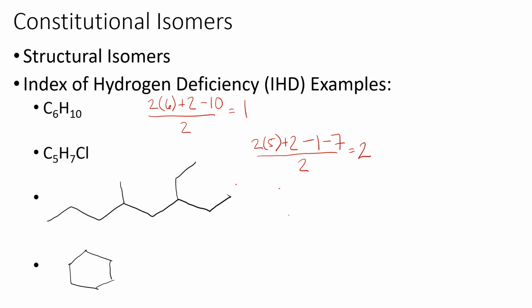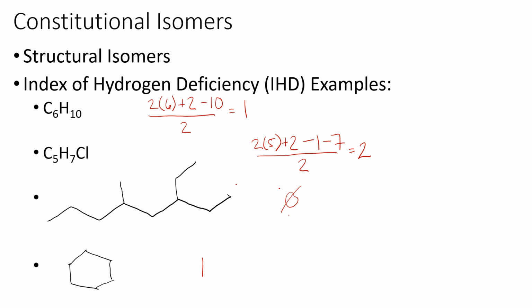For the next structure that we have drawn here, we really would not need to use the formula. The IHD for this structure should be equal to 0. There are no pi bonds and there are no rings in this structure, so the IHD would be equal to 0. We can do the same thing for the structure that is given below. The IHD here should be equal to 1. We have 1 ring, so we have 1 degree of unsaturation.